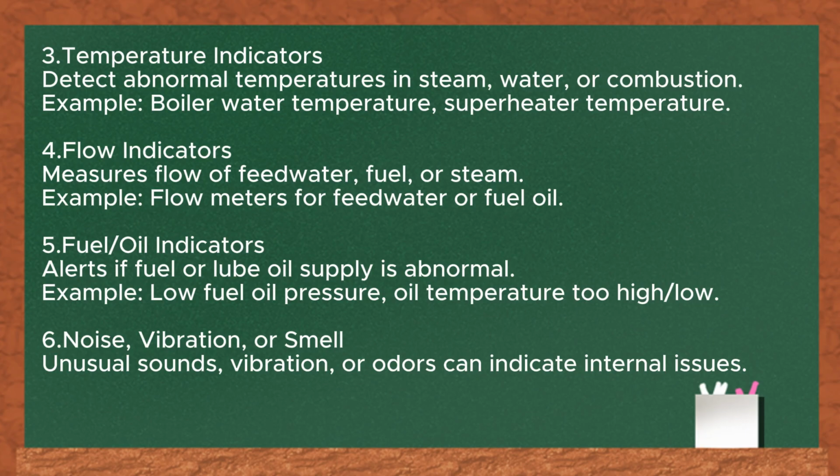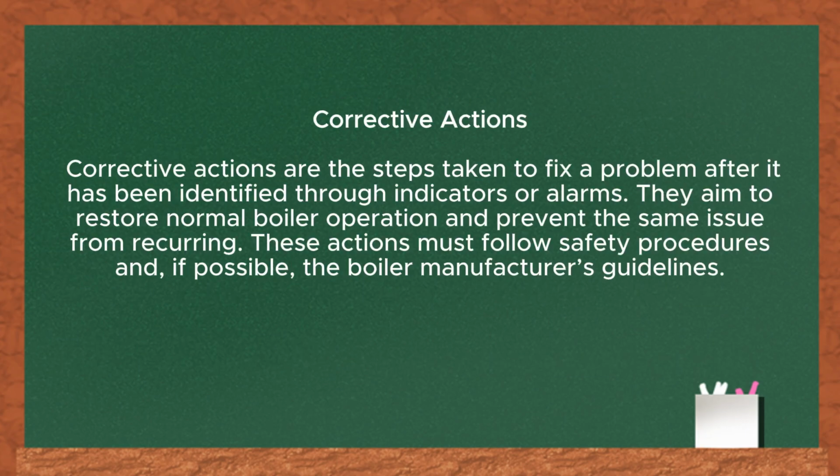Number 5. Fuel oil indicators. Alerts if fuel or lube oil supply is abnormal. For example, low fuel oil pressure, oil temperature too high or low. Number 6. Noise, vibration, or smell. Unusual sounds, vibration, or odors can indicate internal issues.